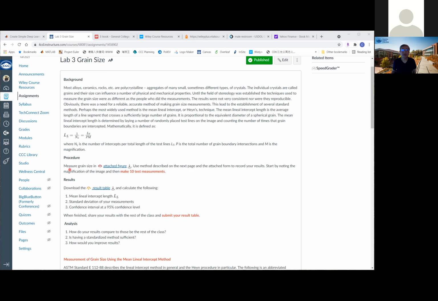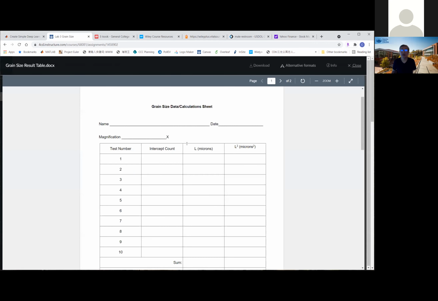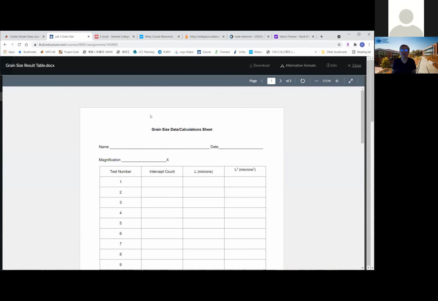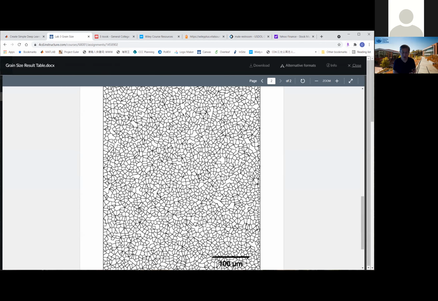All right, so here is the procedure. The first thing you need to do is download this file. This file is the description that gives you an idea how to do this lab, but I made a summary here. After you download that file, you also need to download this result table. This is the one that you're going to turn in. If I open this one up, it has 2 pages. The first page is the data table. The next page is the sample that you are going to do.